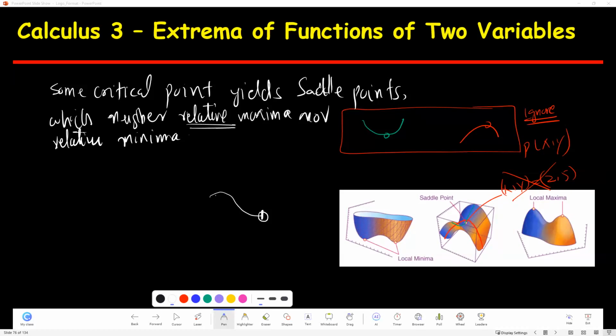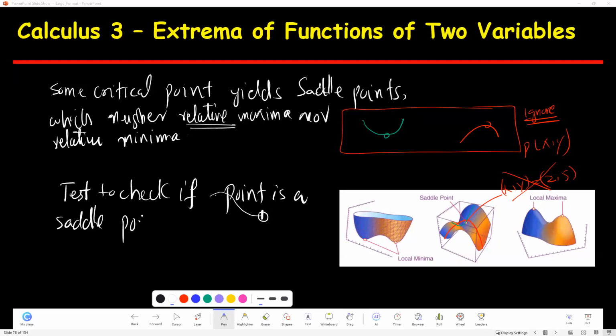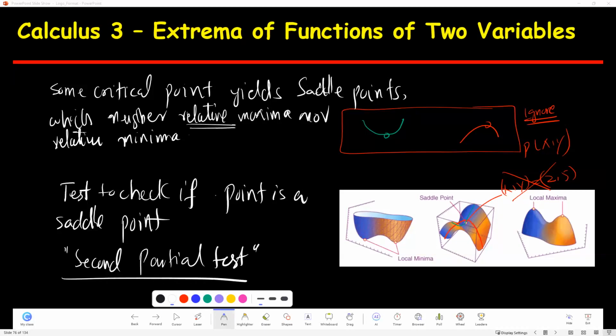So what I'm going to do is deal with this saddle point and find an alternative. I'm going to be using a test to check if a point is a saddle point. And that test should be a shortcut. The shortcut for doing it is called the second partial test. This is a test telling me if my point is a saddle point or not.